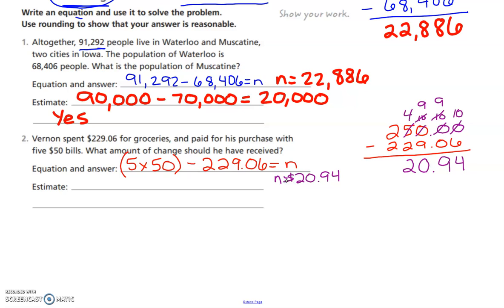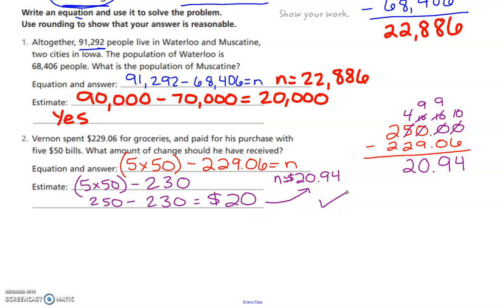So now let's estimate. We could probably just leave this number the same. I think 5 times 50 is obviously a very easy round number to work with. So we're going to say 5 times 50. And then I want to subtract this. I don't think I want to make this 200. That seems too low. And since I'm going to be working with an easy number like 250, I think it's totally fine to just round this up to 230, because I can still do that work in my head. What's the difference between 250 and 230? That would be about $20, and I would say that that is definitely close to my last answer.